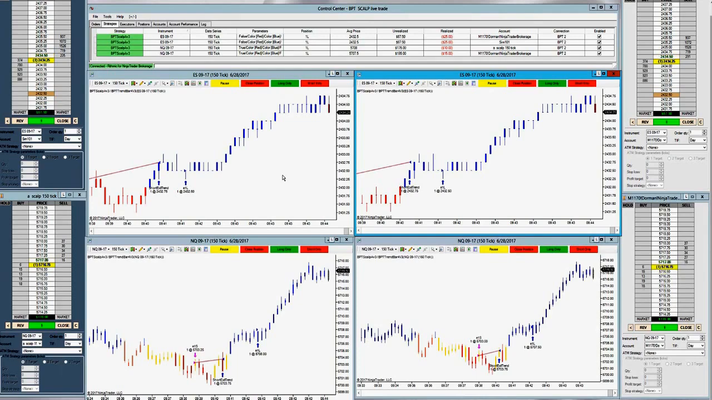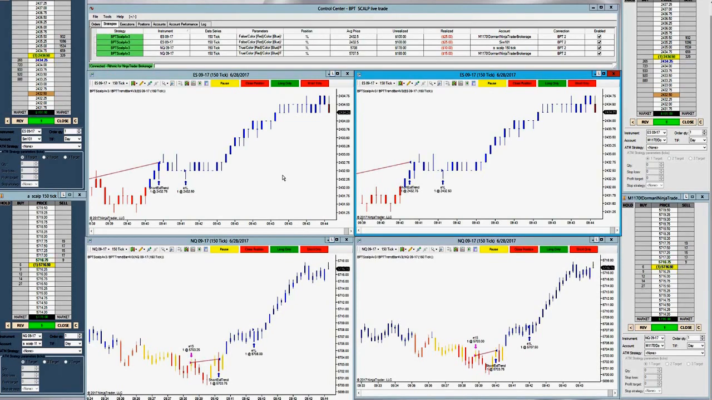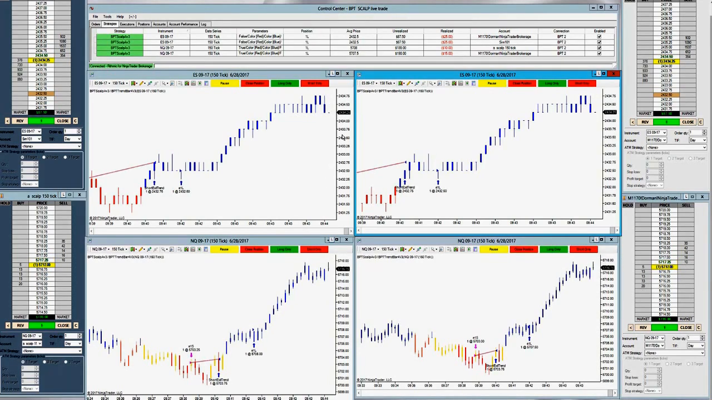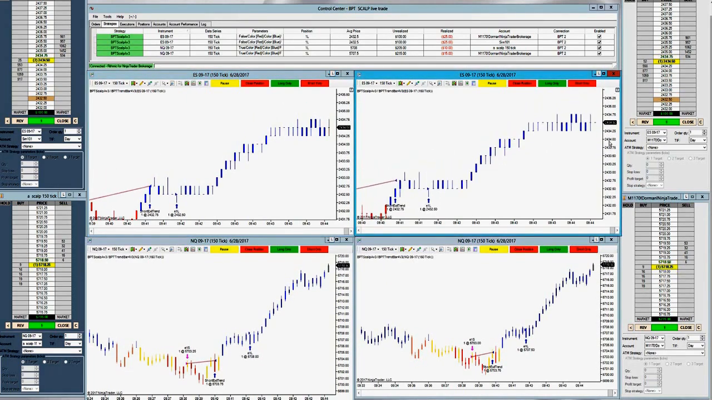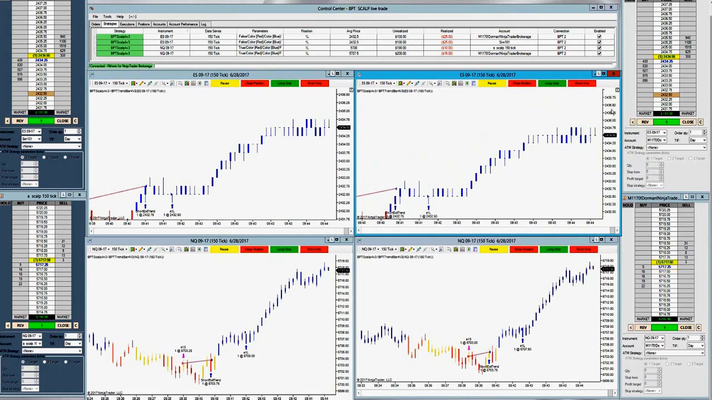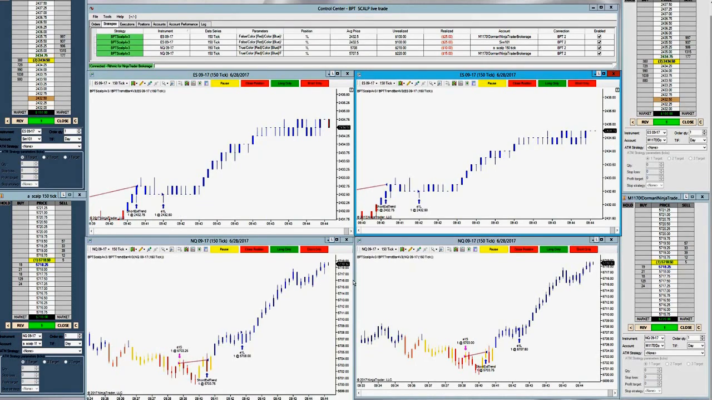And look at this accuracy now. It's trying to pull back on the ES. At the same time, if we look at the NASDAQ, this is a very nice trade on the NASDAQ, and we are missing probably around a couple of ticks on the NASDAQ.